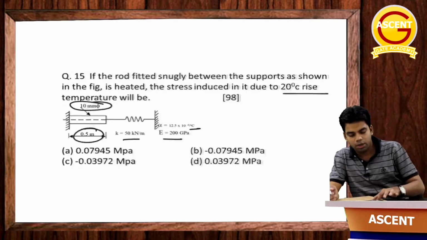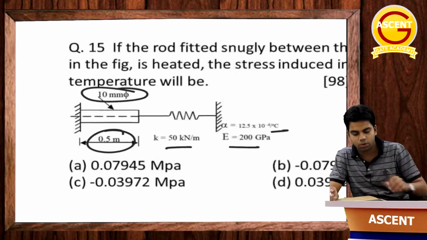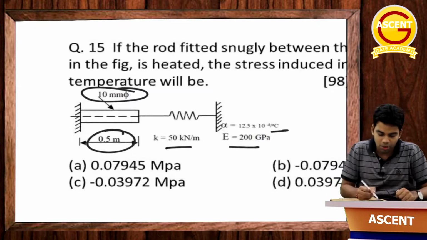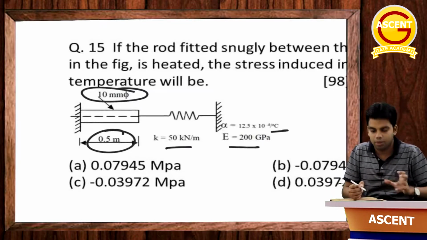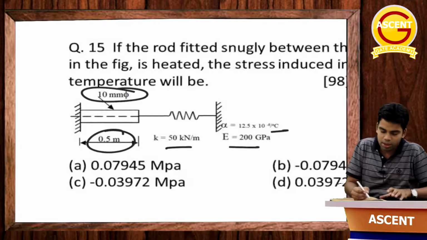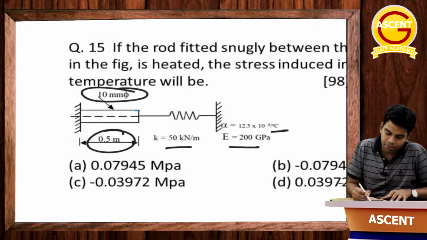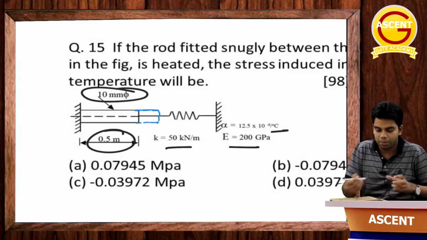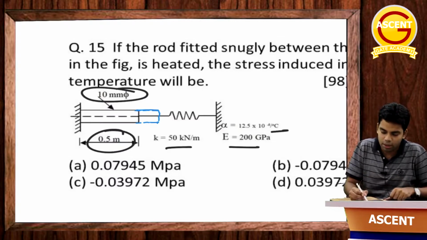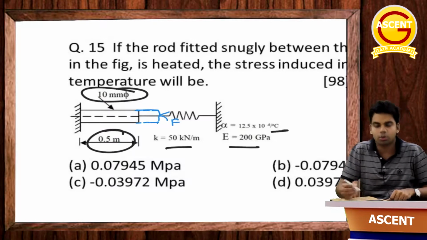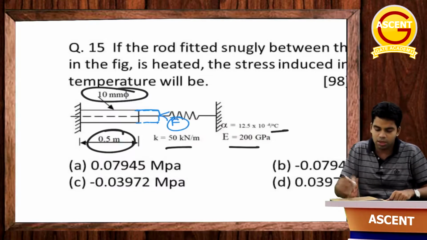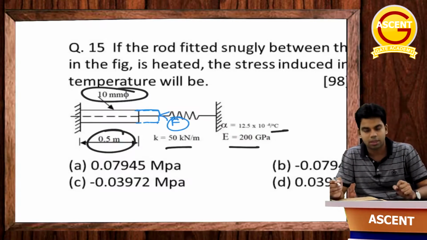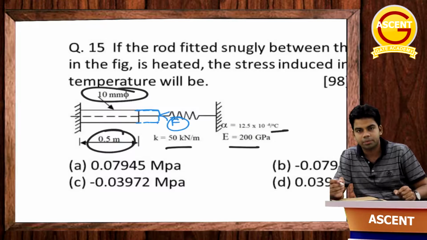Now let us first understand why stress will develop in the rod. Because the temperature is increased by 20 degree centigrade, this rod will tend to expand, and because of this the spring will compress. And because the spring deflects, it will put a certain force on this rod, and because of this force stress will be developed. So we have to calculate how much that stress will be. Getting this or not?